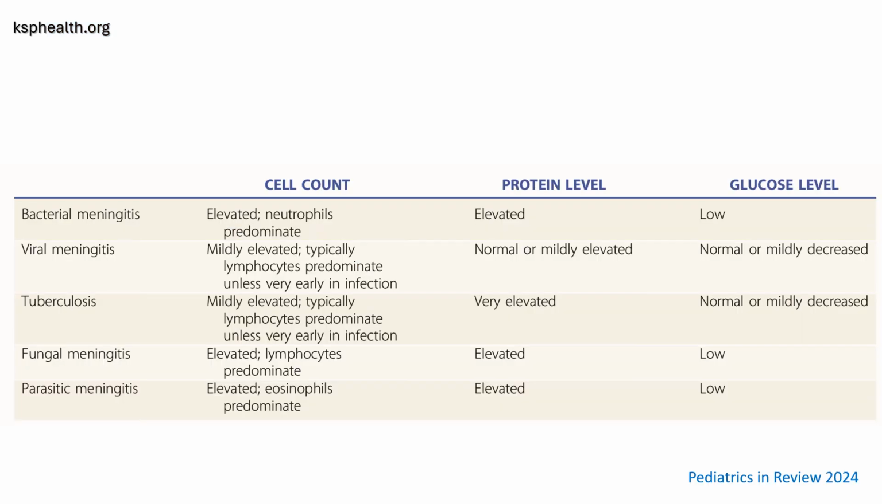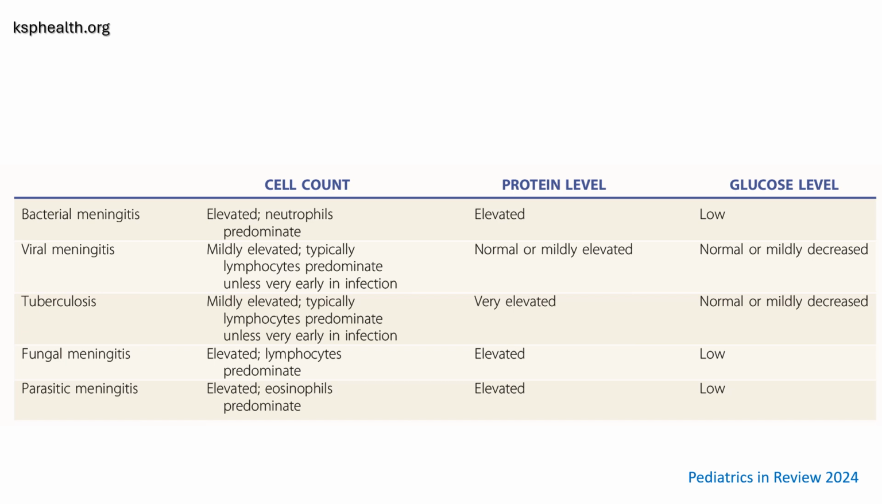This particular slide differentiates whether the meningitis is bacterial, viral, tuberculosis, fungal, or parasitic. As you can see, in bacterial meningitis, you will see an elevated cell count with neutrophil predominance. Protein level will be high, glucose level will be low. Other conditions associated with low glucose are fungal meningitis and parasitic meningitis, but the cell count will be predominantly eosinophilic in parasitic and predominantly lymphocytic in fungal meningitis. Both those conditions will have elevated protein.